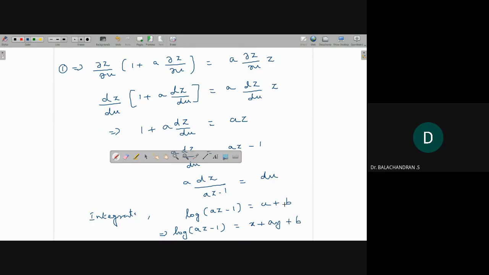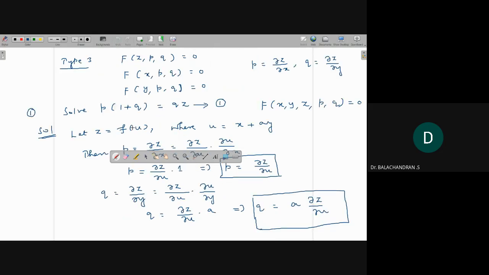Here a and b are arbitrary constants. So this is the complete solution of the given problem, equation 1, where a and b are arbitrary constants. So we found the complete solution. Actually, for type 3 problems, there is no need to find a singular solution. I will tell you why there is no need to find a singular solution.